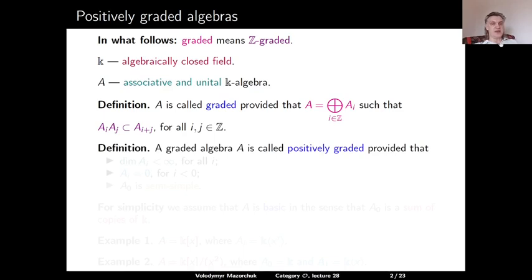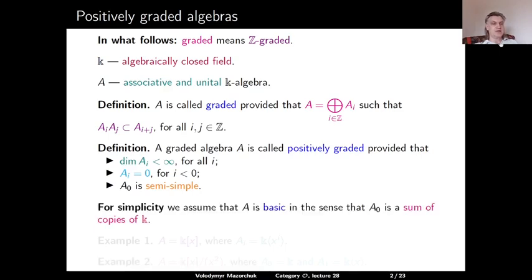A graded algebra A is called positively graded, provided that all homogeneous components are finite dimensional, the homogeneous components of negative degree are zero, and the zero homogeneous component is semi-simple. For simplicity, in what follows, we will assume that A is basic in the sense that A_0 is a sum of copies of the field K.